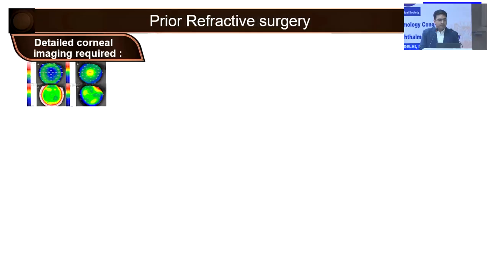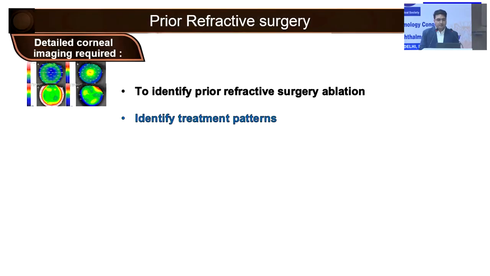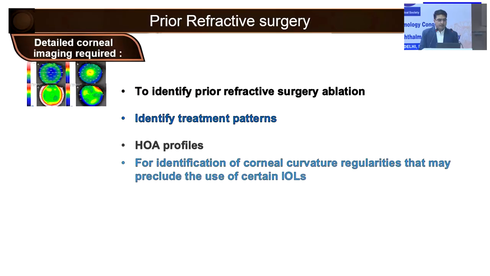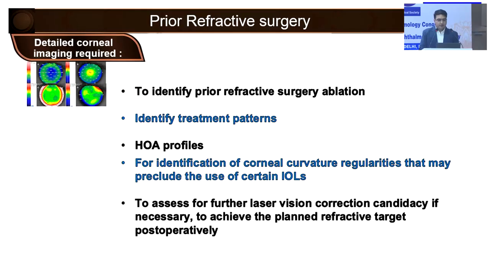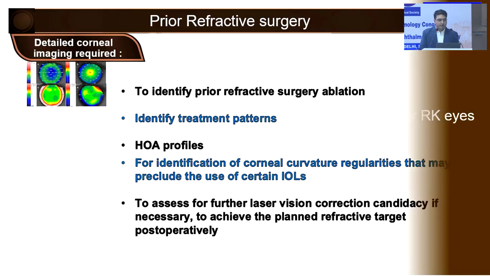If decentered ectasia is seen, then corneal collagen cross-linking using the Athens protocol, which is topo-guided PRK plus CXL, can be done. For prior refractive surgery, detailed corneal imaging is required to identify the prior ablation profile, the treatment patterns, and the higher order aberration profile, for identification of corneal curvature irregularities that may preclude the use of certain IOLs, and to assess for further laser vision correction candidacy, if necessary, to achieve the planned refractive target postoperatively.